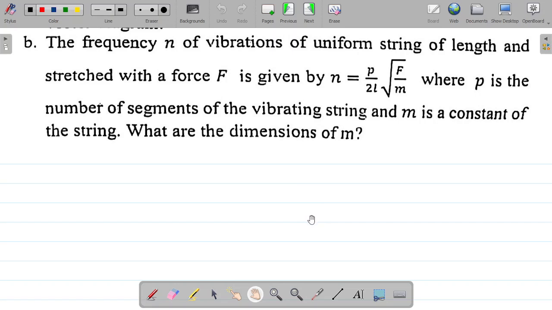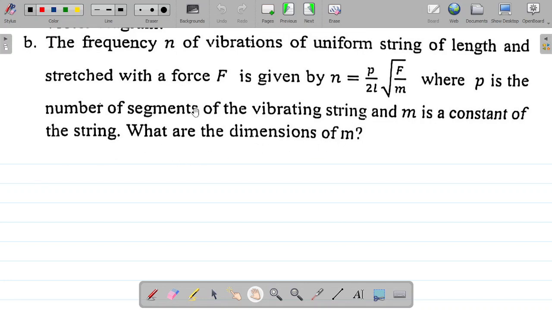In this video, I'll be trying to provide the solution to the 2025 first semester physics test question for engineering students. The question here, question 1B, says the frequency n of vibrations of a uniform string of length and stretched with a force F is given by n equal to p over 2l root f over m, where p is the number of segments of the vibrating string and m is a constant of the string. What are the dimensions of m?